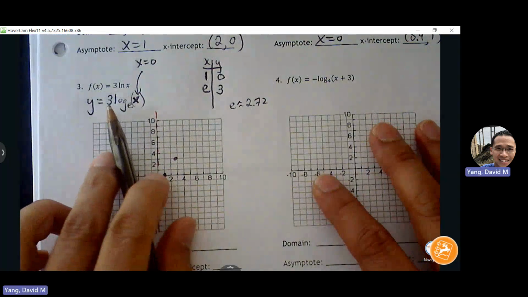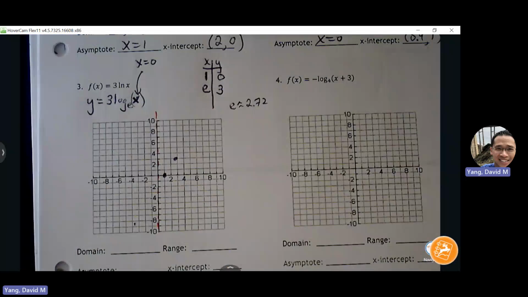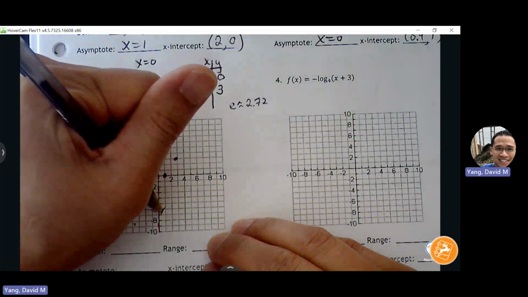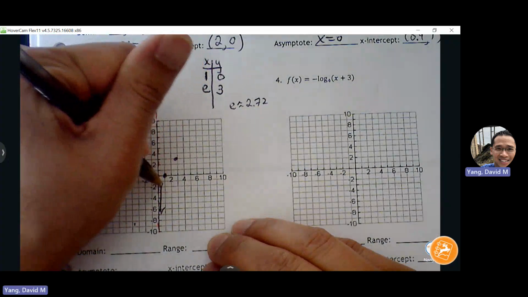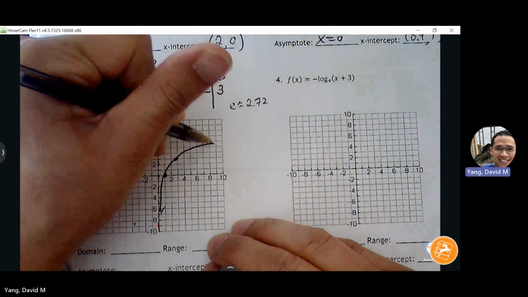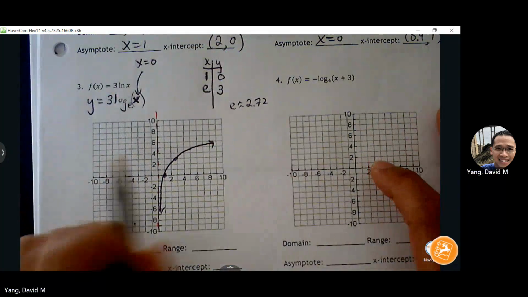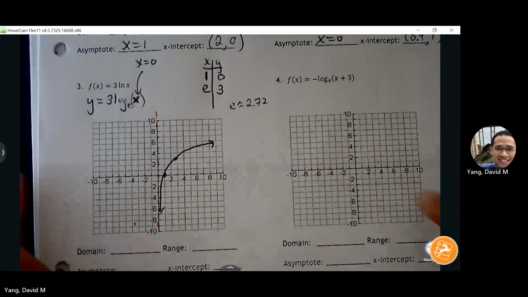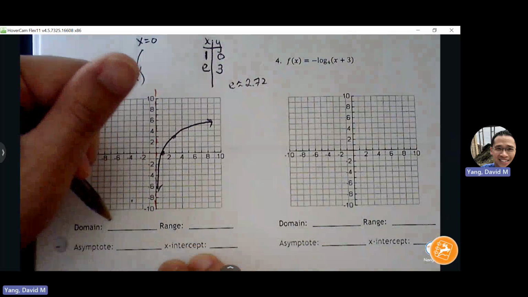Now, what this 3 is going to do is stretch the graph. So the graph is going to feel as if it's getting pulled vertically. It's going to feel like it's rising a little faster. And that 3 is doing the job of that vertical stretch. It's not going to affect the domain and range though, right?